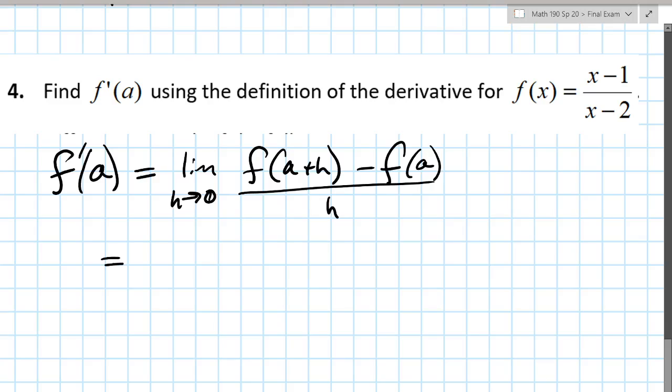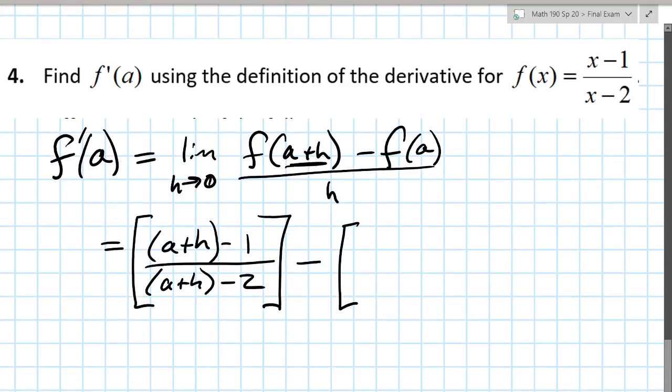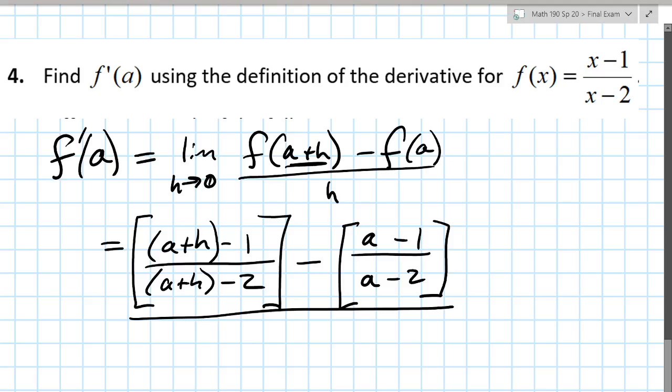This f of a plus h says anywhere you see an x in the function, you're going to replace it with a plus h. So we have a plus h minus 1 over a plus h minus 2. So all of that is f of a plus h, minus, next we have f of a, which says anywhere we see x in the function, we're going to replace it with a minus 1 over a minus 2. And all of this is divided by h. Don't forget your limit as h approaches 0.